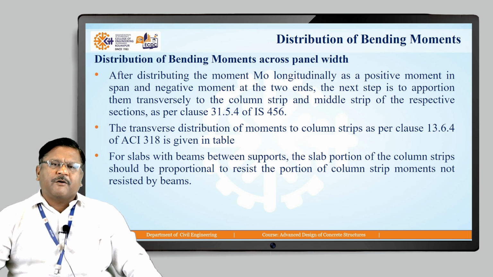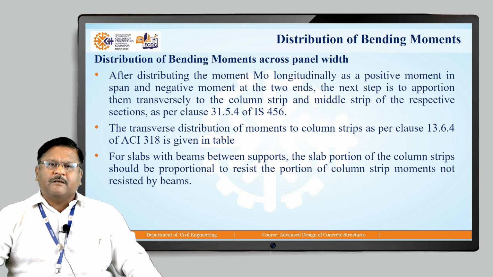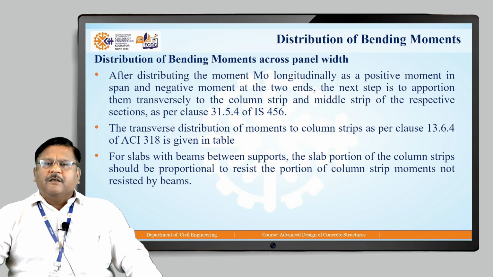Means first you calculate the total moment on the slab and then distribute that into two parts, negative and positive. Again those moments are proportionately transferred to the column strips and middle strips as per clause number 31.5.4 of IS 456-2000. The transverse distribution of moment to column strips is as per clause number 13.6.4 of ACI 318.